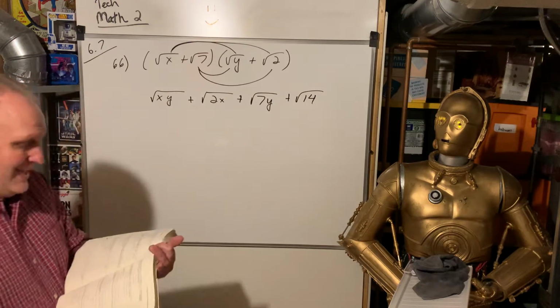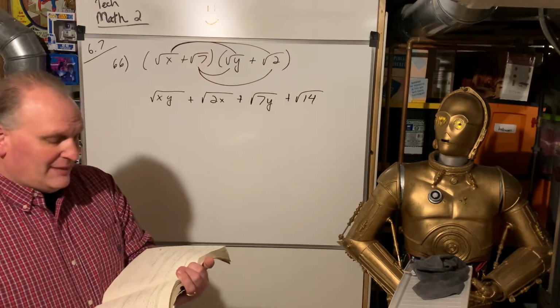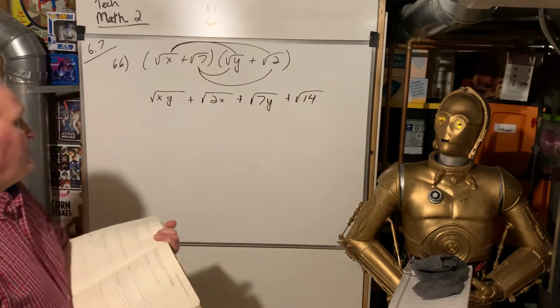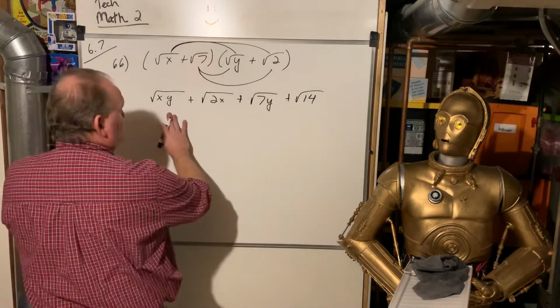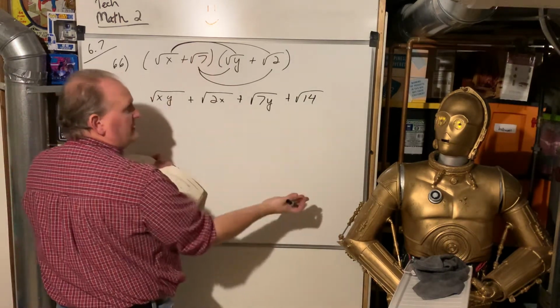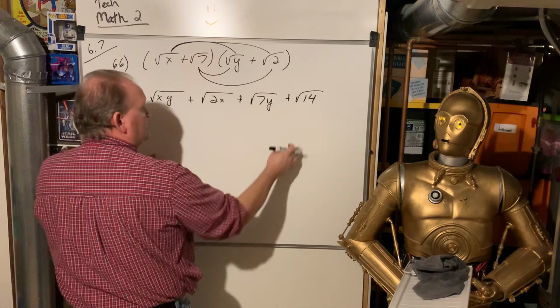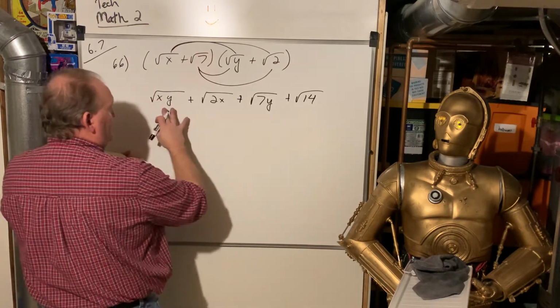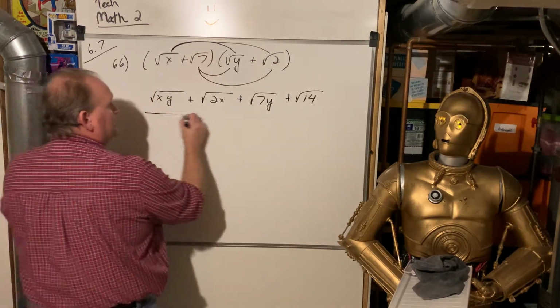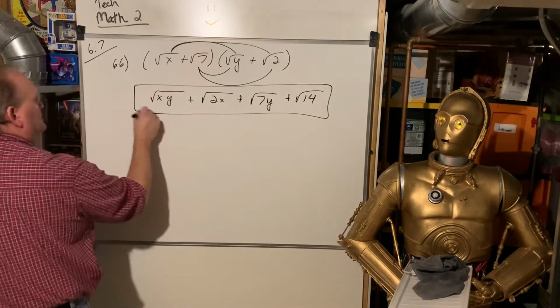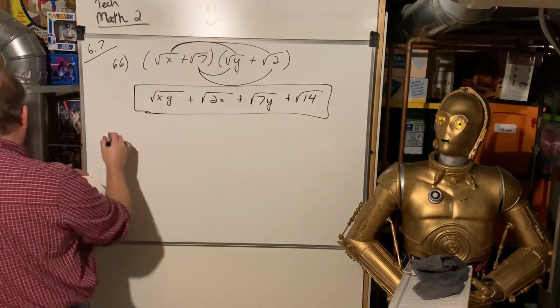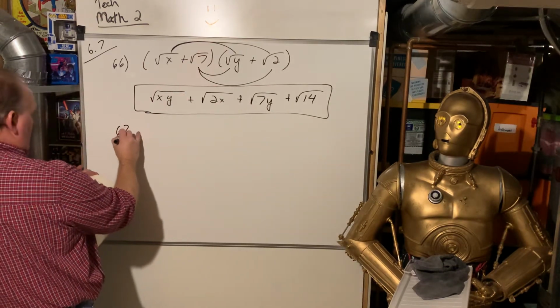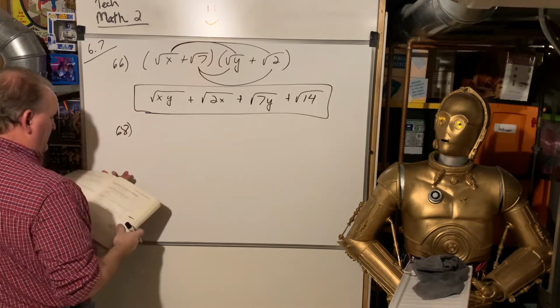And now, unlike most FOIL problems, where usually we could add up like terms, in this case, there's not one like term amongst any of these. And none of them can be simplified. There's no perfect squares in any of them. So that's it. That is the answer. Just kind of a tedious little problem. Let's look at 68. See if that gets a little better.